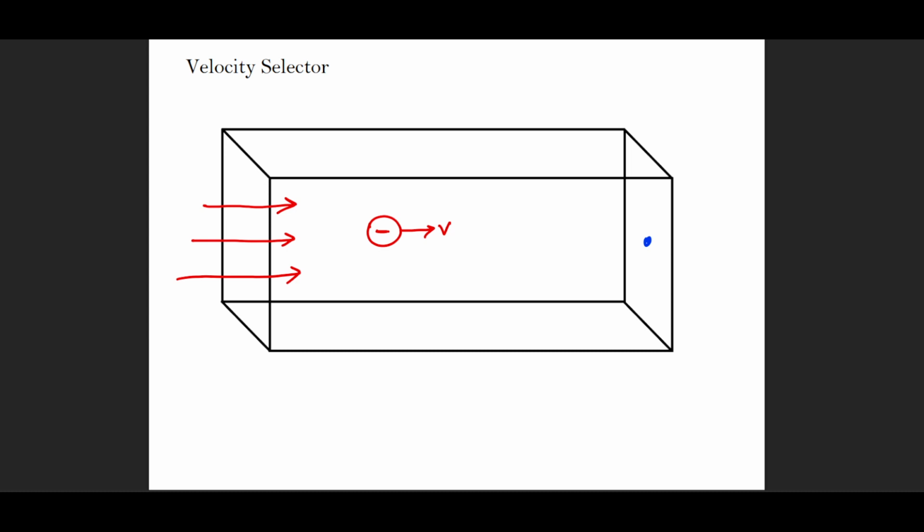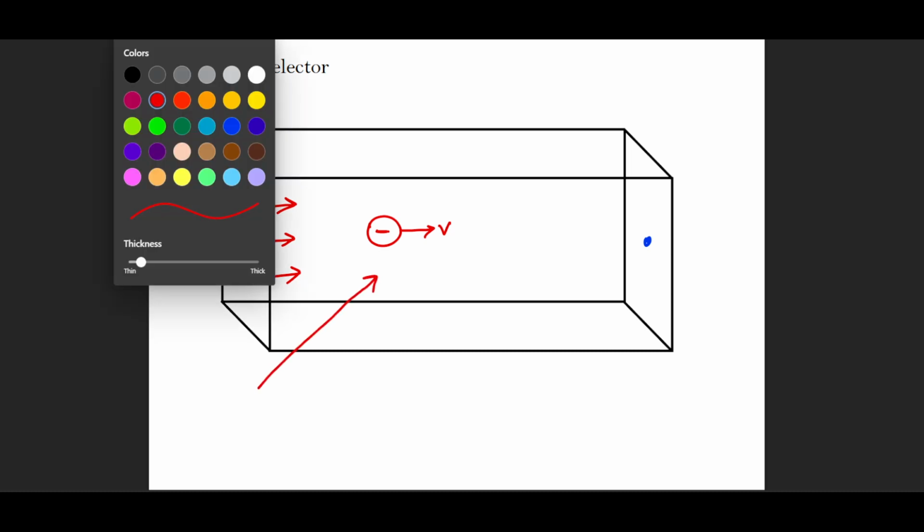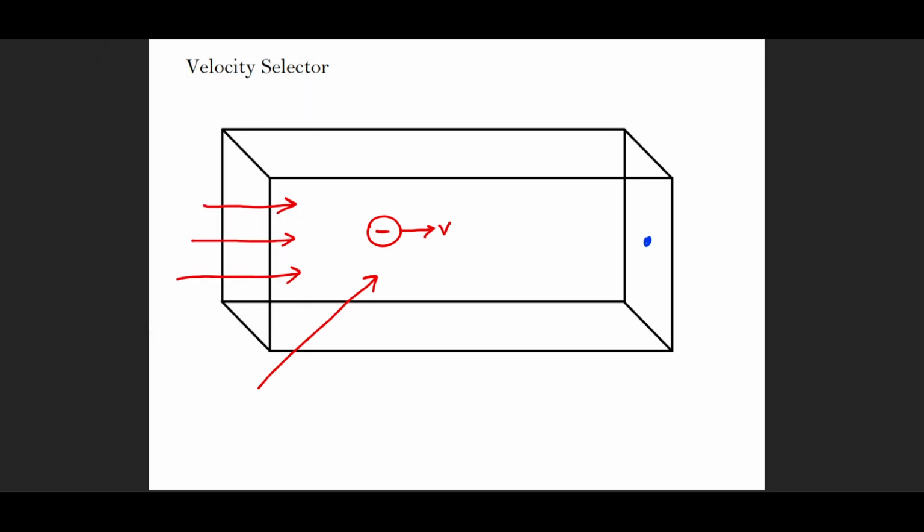This is velocity v. Let's apply a magnetic field from this direction. This is exactly what we do in Hall voltage as well, but right now we're going to use this for velocity selection. So how to do that? If the magnetic field is perpendicular to the direction of velocity, making an angle of 90 degrees, we'll have to apply Fleming's left-hand rule to find out the direction.